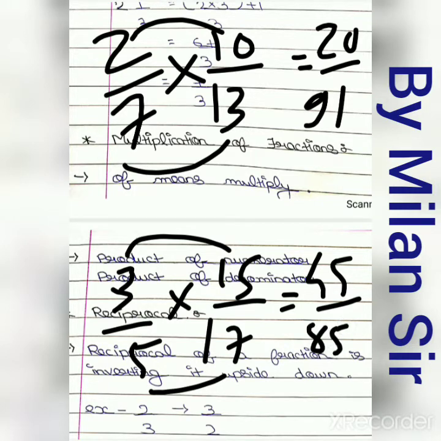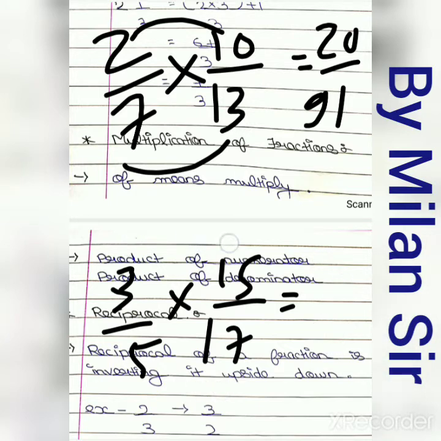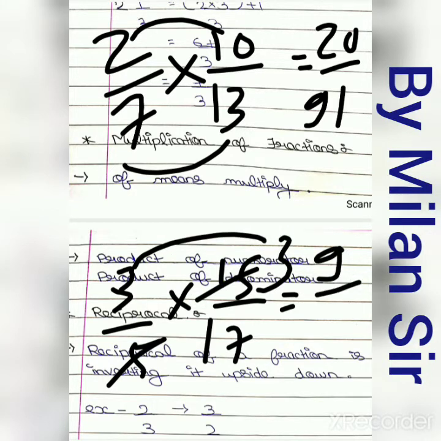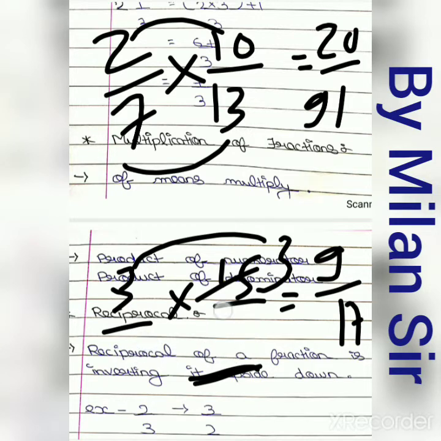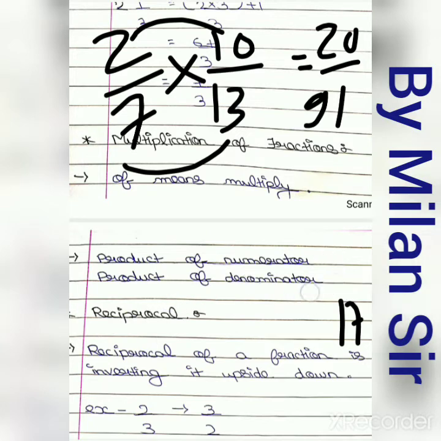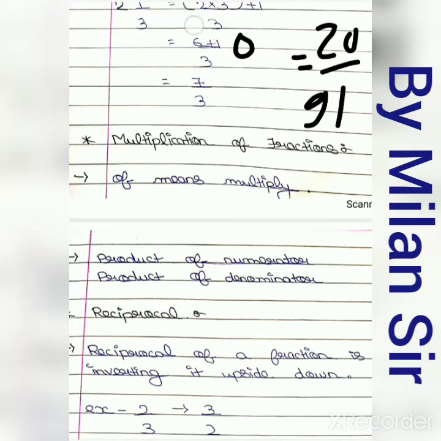Sometimes in this type of question we can simplify our fraction. Here we know that 5 threes are 15, we can cut it. Now 3 threes are 9, denominator 17, so 9 upon 17. Sometimes we can simplify, but directly we need to do the multiplication process in multiplication of fractions.